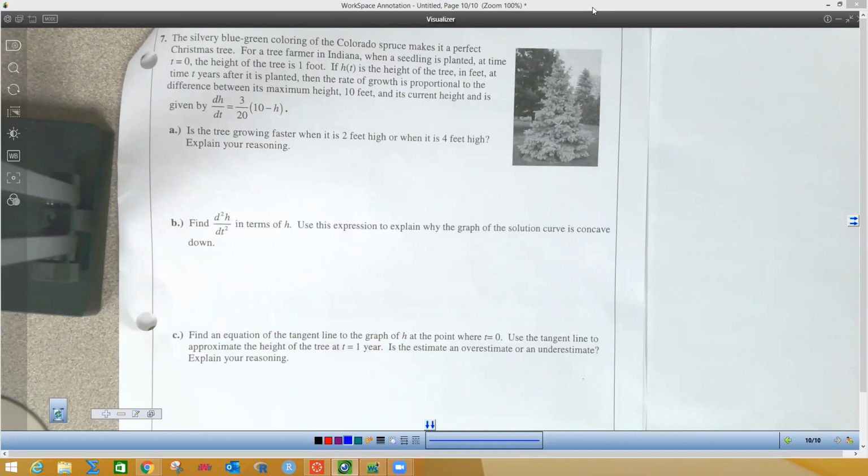For a tree farmer in Indiana, when a seedling is planted at time t equals 0, the height of the tree is 1 foot. So I'm going to write that down. H of 0 is 1 foot. I'm going to need that later.